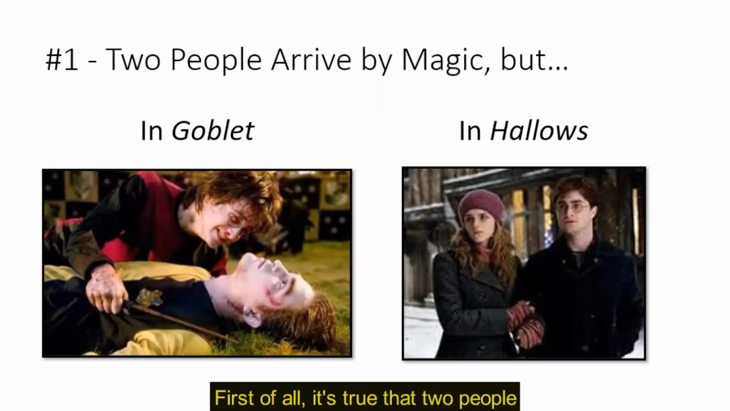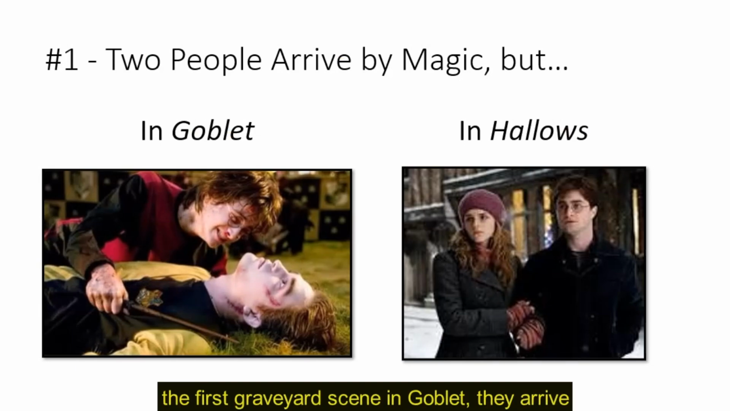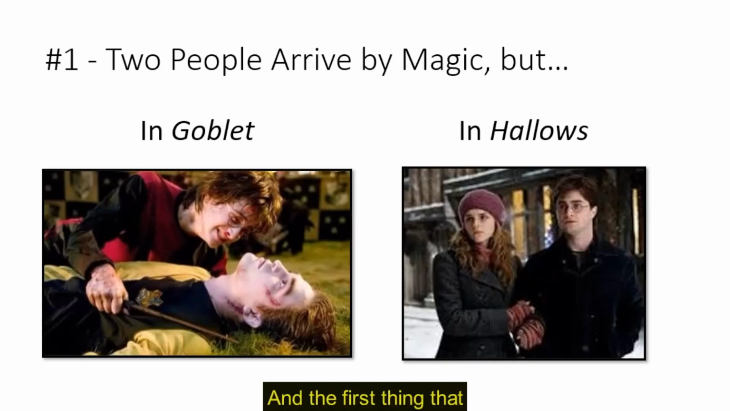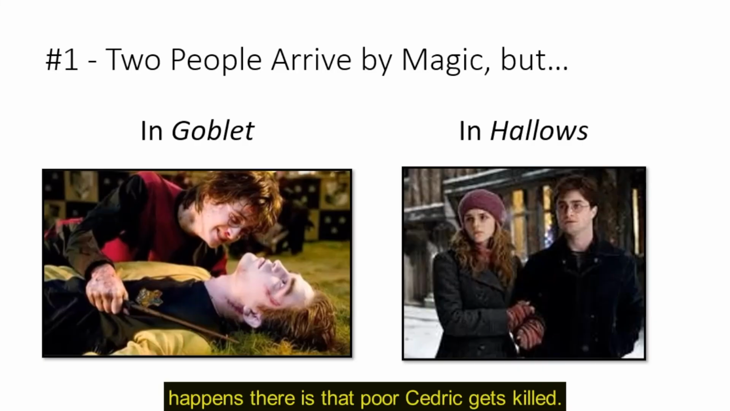First of all, it's true that two people arrive by magic, but in the case of the first graveyard scene in Goblet, they arrive by trickery, by deception, against their will, and the first thing that happens there is that poor Cedric gets killed. Whereas in Hallows, already we've got a different vibe. Harry and Hermione apparate in of their own free will, and it's quiet and peaceful.